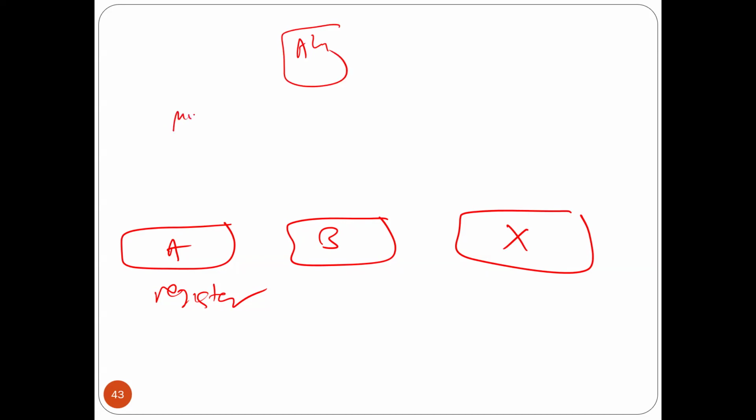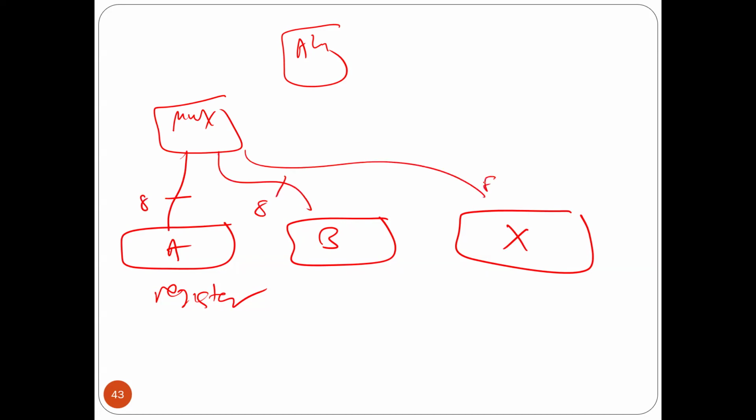So in this case, I can have a multiplexer here. The multiplexer here, for example, has an 8-bit number, another 8-bit number, and another 8-bit number. And then the output here is going to be also an 8-bit number. It's going to go to the ALU to do addition. So now I want to select one of these numbers. Either I want to send A to the ALU, or I want to send B to the ALU, or I want to send X to the ALU.